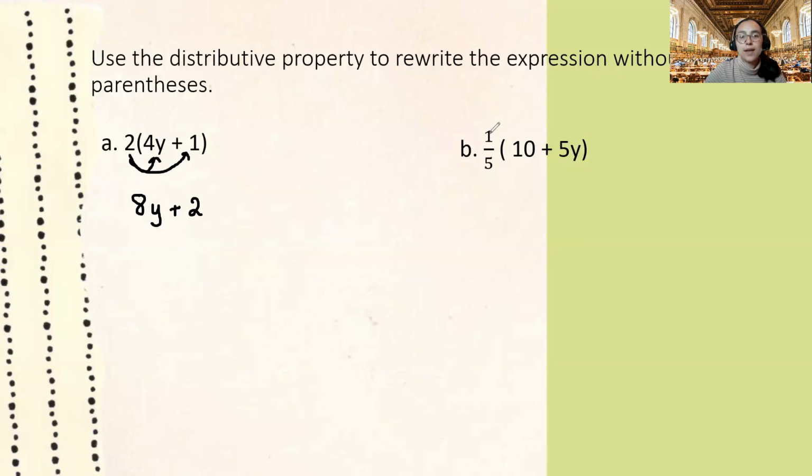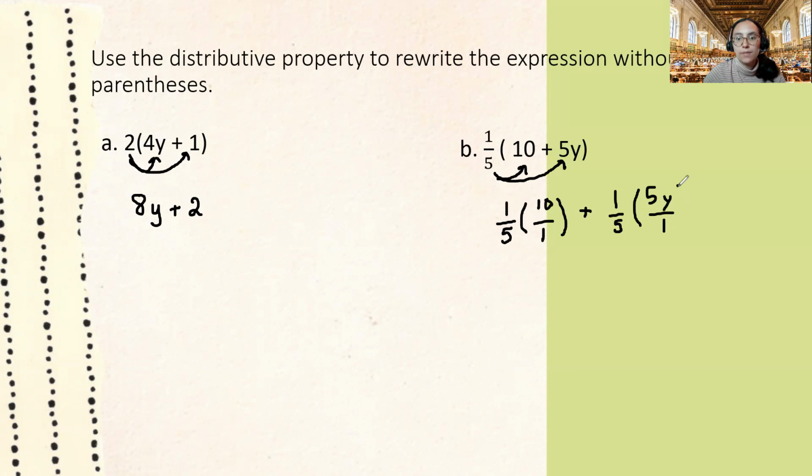Going on to B, I have 1/5 times this quantity of 10 plus 5y. So if I'm going to use the distributive property to rewrite this, I'm going to multiply 1/5 times 10, and it's going to be 1/5 times 10 over 1. That's how we're going to multiply this number with the fraction, okay? And then I'm going to multiply 1/5 times positive 5y, so it'll be 1/5 times 5y over 1.